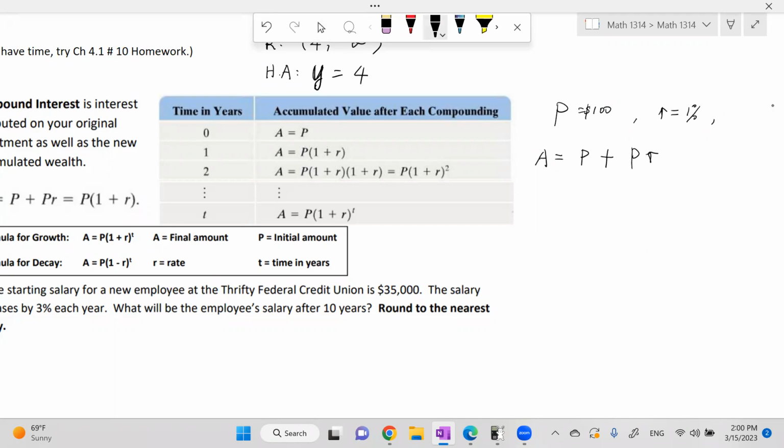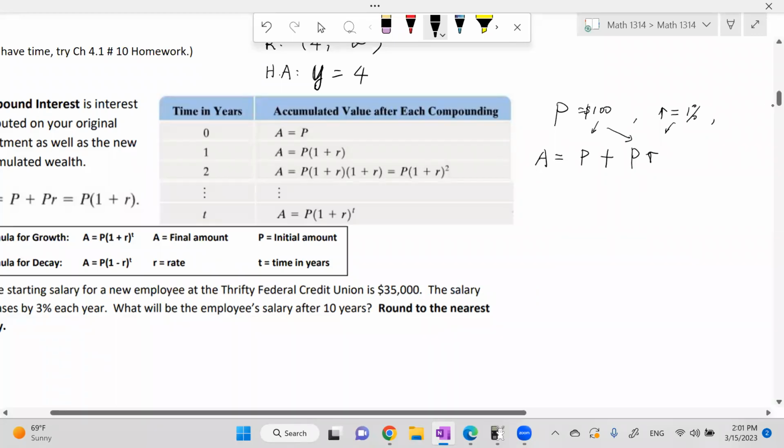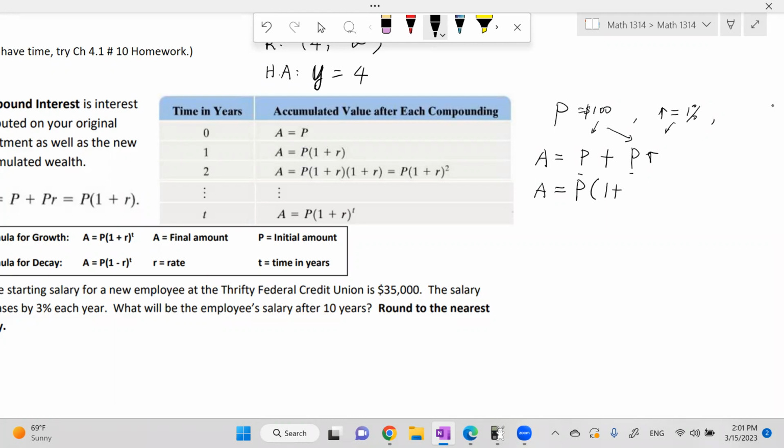So this is the future value. Then I plug in the P value and the R value in this formula. Now I can pull out the P because both terms have P. I have P times 1 plus R. This is the money after a year. How about the second year? The bank said, if you continue to deposit money, I give you the same rate.